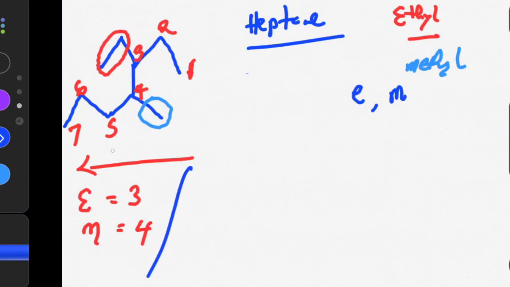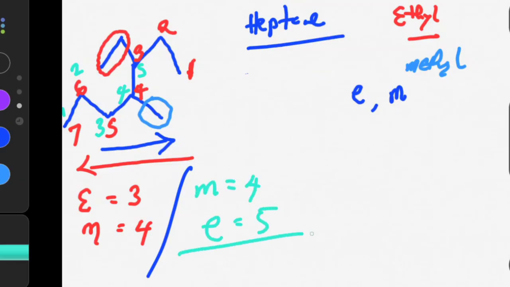But if we are going from left to right, what is it going to be? That means 7 is going to be our 1, this is going to be 2, here is 3, here is 4, so our methyl will be on the 4th, and here is going to be the 5th. So our methyl is going to be on the 4th, and our ethyl is going to be on the 5th. If you total this, it is 9, versus 7. So we can't go from left to right. Instead, we go from right to left.